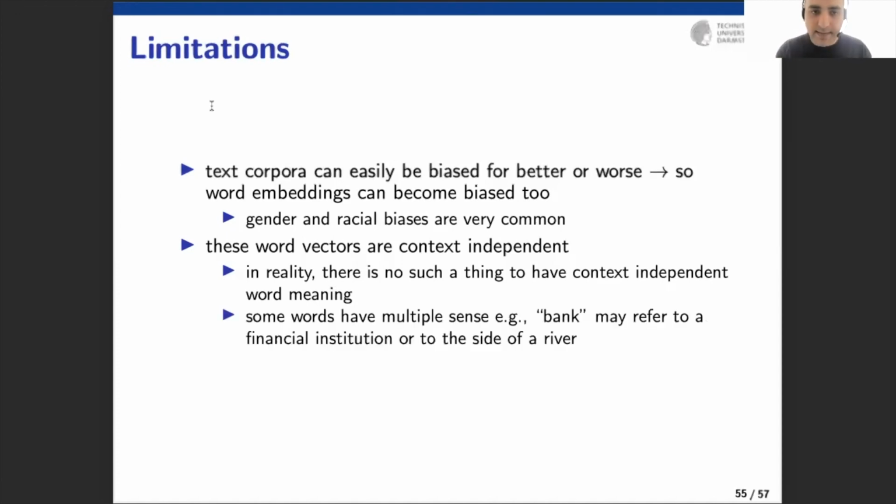As a simple example, some words in a language can have multiple senses, right? For example, the word bank. In one context, it may refer to a financial institution, or in another context, it may refer to the side of a river. So without having context, it's not clear which sense we mean, right?